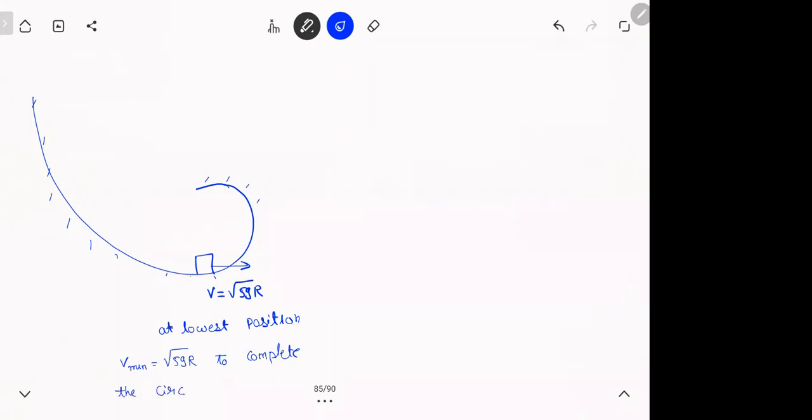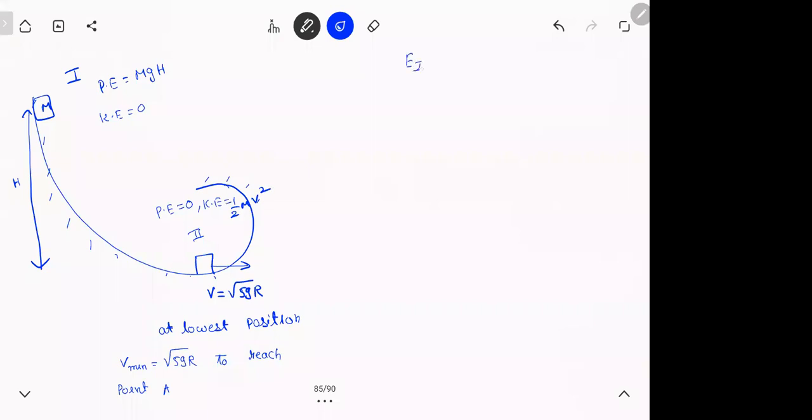If you don't have this much, you won't even reach the topmost point. Let me write that, to reach my point A. This is what we derived last class. Initially block was here. This is state 1. This is height h. Potential energy mgh. Kinetic energy 0. This is state 2. Potential energy 0, I took that as reference. Kinetic energy half mv square.